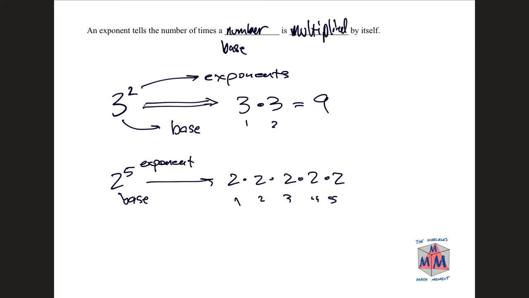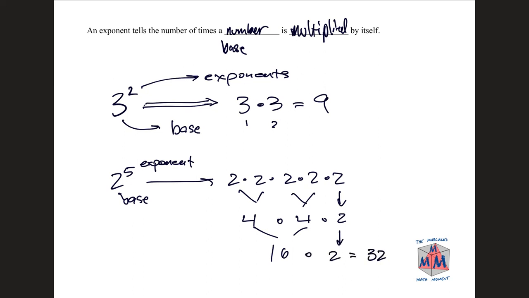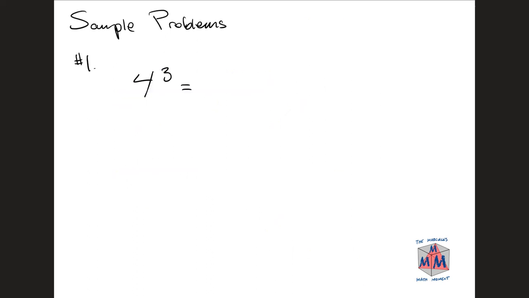Normally we use a calculator, but if you wanted to, you could pair these up. 2 times 2 is 4. 2 times 2 is 4, and then this 2 doesn't have a partner. And we have 4 times 4 is 16. This 2 comes down, no partner there. And 2 times 16 is 32. So 32 is equivalent to 2 raised to the 5th power. So we've seen what that looks like with 2 examples.